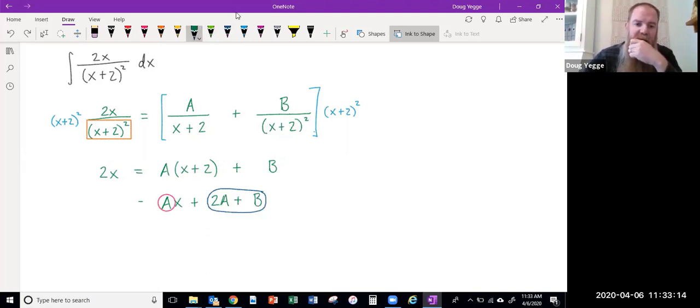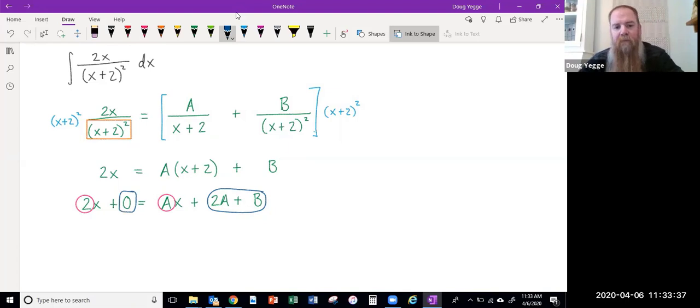Well, if that's the case, then I should have an x term on the left and also a constant term. But since there is no constant, that must mean it's 0. Which now allows us to realize that the coefficient of x on the left should match the coefficient of x on the right, and the constant on the left should match the constant on the right. So we pretty much have the rest of our answer, right? We already know based off of equating those coefficients that a is equal to 2.